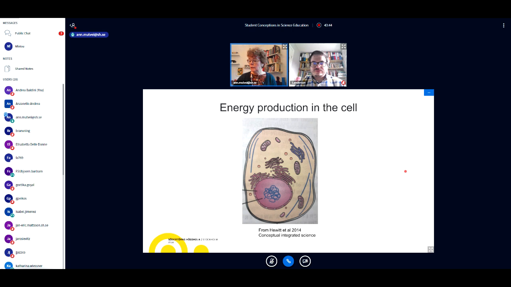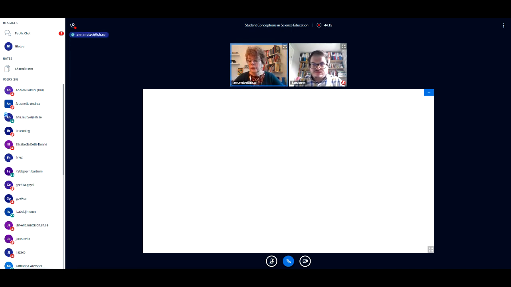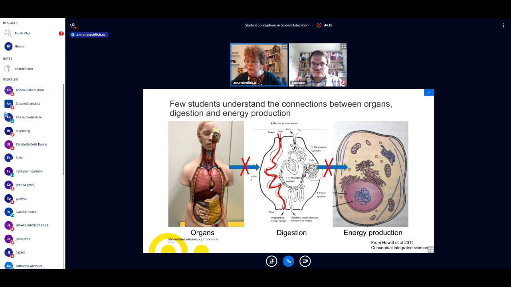And another part of what students are learning is energy production in the cell. So they learn everything about the cell organelles, the names, and perhaps they also learn about energy production in the cell, but they don't really know how it's connected to, for instance, breathing. So these three areas are often taught isolated from each other, and the students will not understand how they are connected.